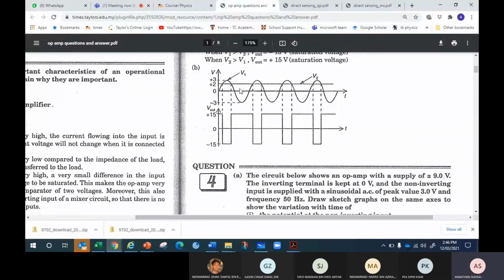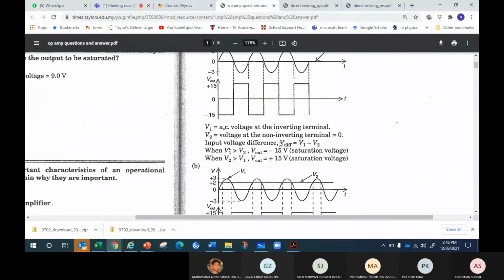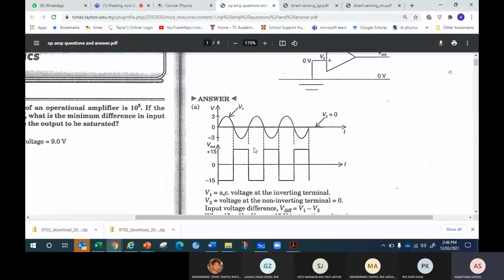And the third region, who's the winner? Again the positive is the winner. The negative has already gone down, so the output is non-inverting and becomes positive 15. This is how the comparator changes: positive 15, negative 15, positive 15. Last time it was negative 15, positive 15.